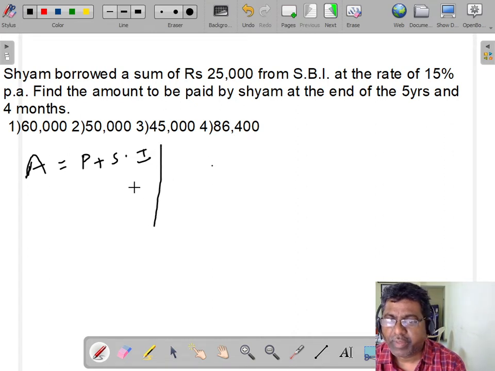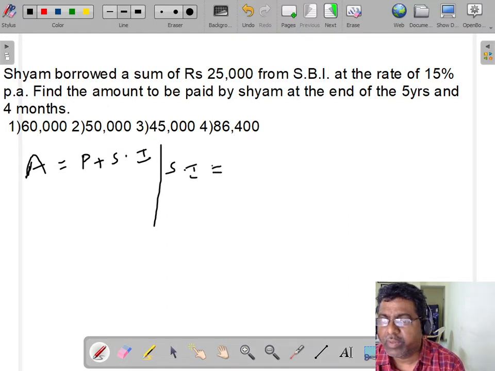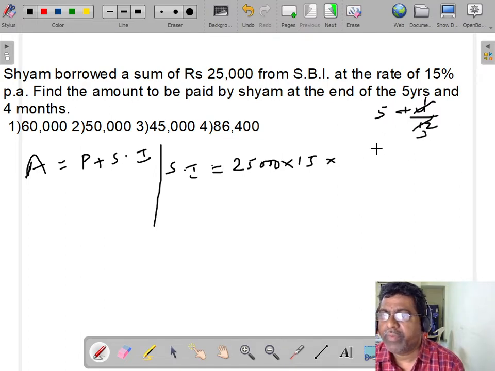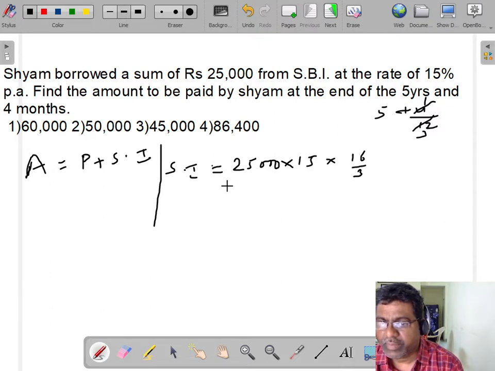SI is equal to P into R into T by 100. P means 25,000, into rate of interest 15, into time, which is 5 years and 4 months. That is 5 plus 4 by 12. 4 ones are 4, 4 threes are 12, so the value is 3 into 5, 15 plus 1, 16 by 3, by 100. These two zeros cancel.